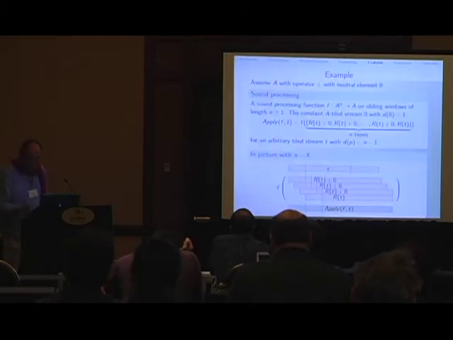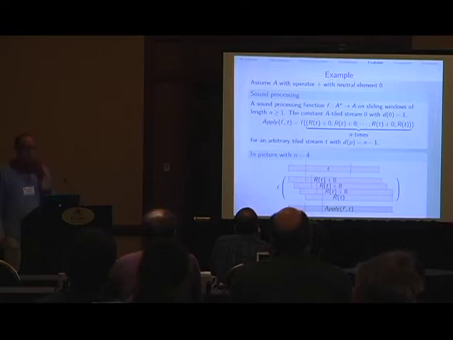And so, for instance, an example: I have a function that takes a vector of length n of type A and produces a single element of type A. This can be understood as an audio effect. So it looks at windows of length n, and from the values in that window produces a single sample.